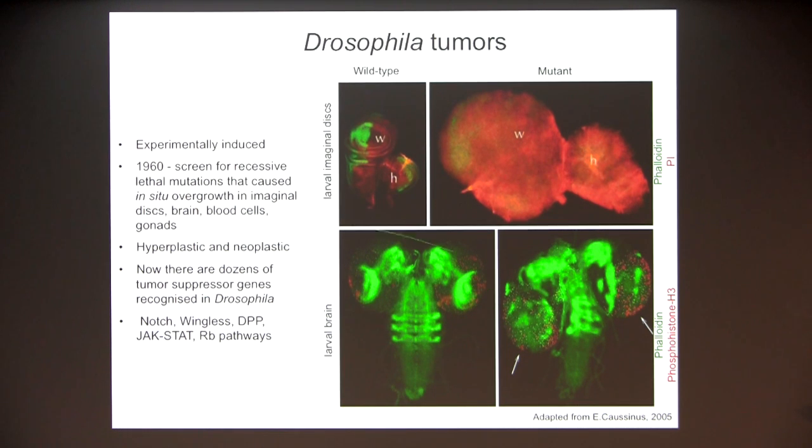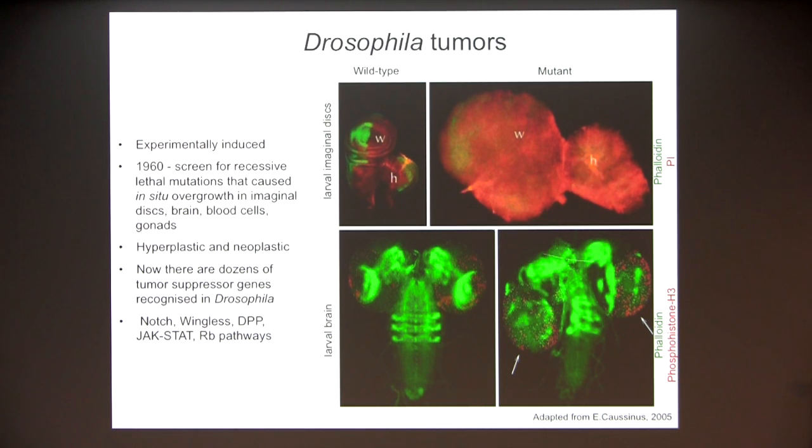So Drosophila tumors can be divided into hyperplastic and neoplastic tumors. Hyperplastic tumors have the potential to overproliferate, but eventually they can stop and undergo terminal differentiation, and also they are not invasive. While the neoplastic tumors are highly malignant and invasive, and they overproliferate without limits.